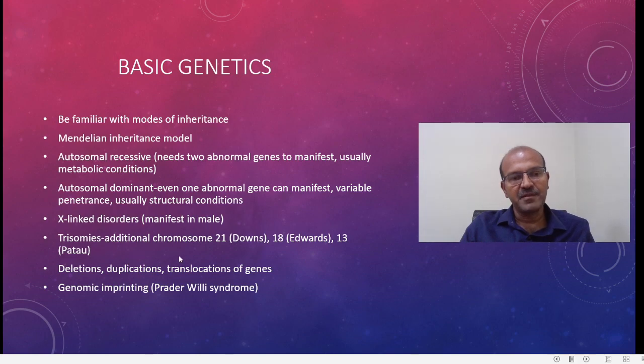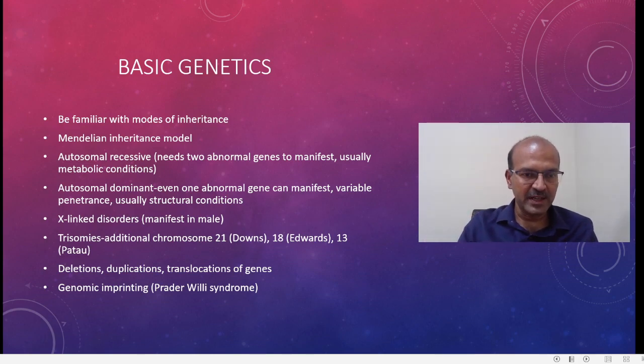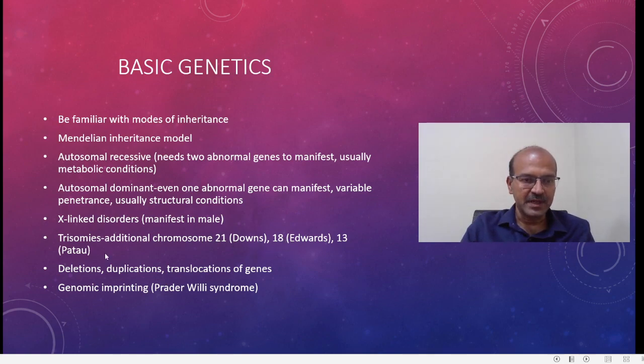We also have additional chromosomes which manifest as trisomies. So we saw in the karyotype how we have 23 pairs of autosomes. If you have one extra chromosome, then it's a trisomy, and this extra chromosome can be chromosome 21 in Down syndrome, chromosome 18 in Edwards syndrome, and chromosome 13 in Patau.